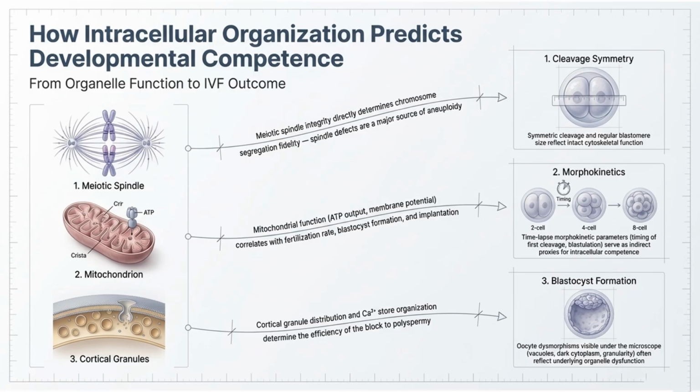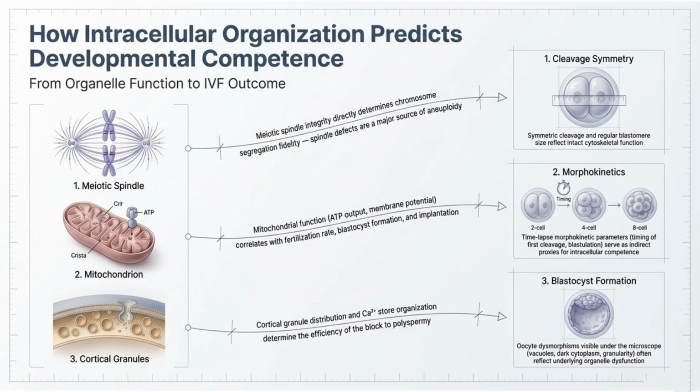Cortical granule distribution and endoplasmic reticulum organization determine the efficiency and completeness of the block to polyspermy. In polyspermic oocytes, the cytoplasmic architecture has failed to implement the zona reaction effectively, leading to triploid embryos, which are developmentally lethal in almost all cases. At the embryo level, symmetric cleavage and regular blastomere size are direct reflections of intact cytoskeletal function. Fragmentation reflects abnormal cytokinesis, typically attributable to cytoskeletal or cell cycle checkpoint dysfunction.